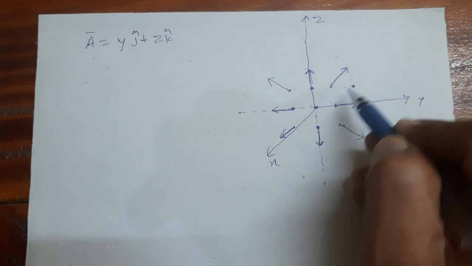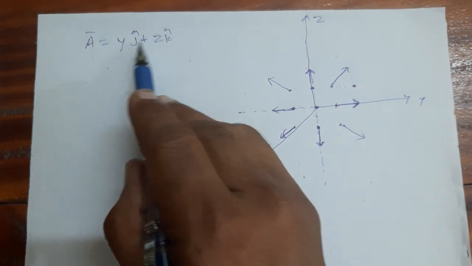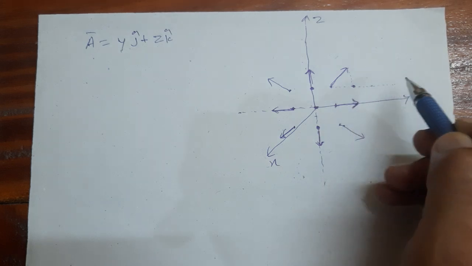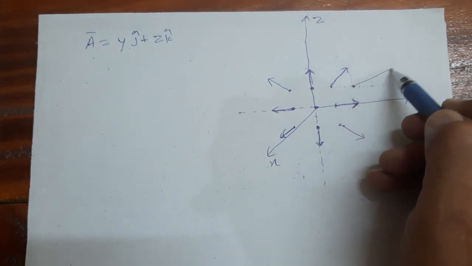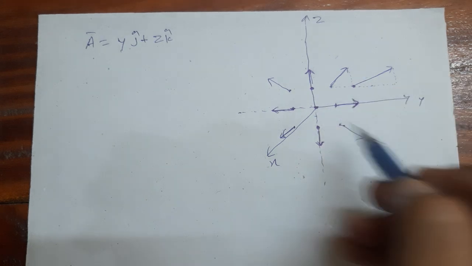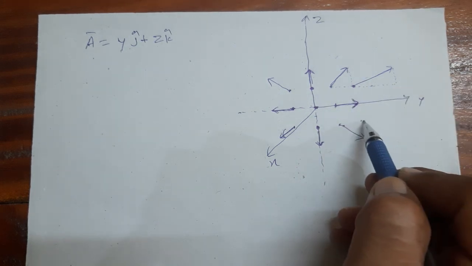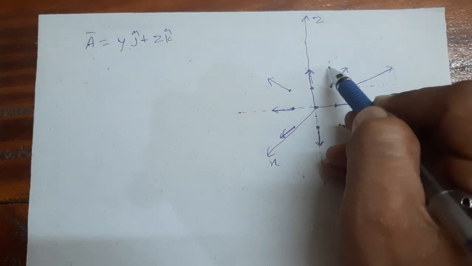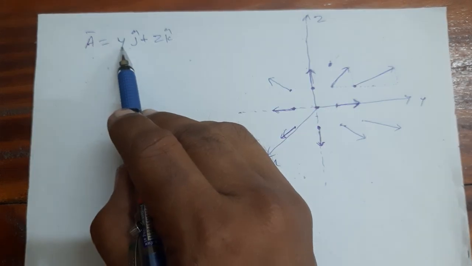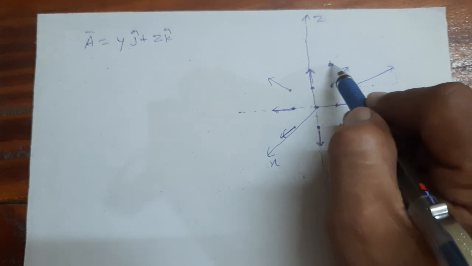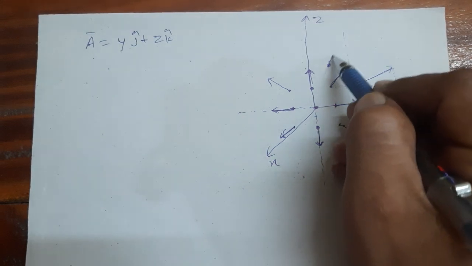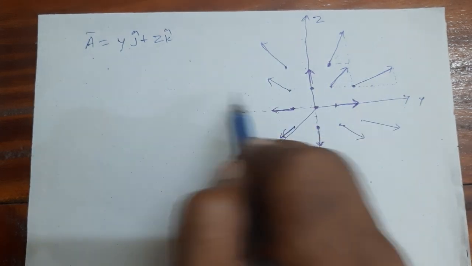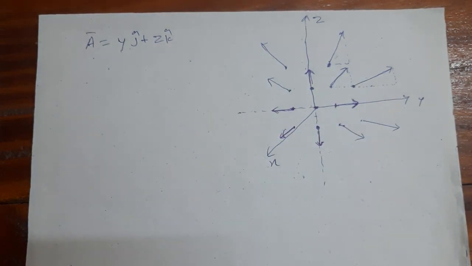Here you will observe that it is 2 j cap plus 1 k cap. Therefore, it is 2 j cap along this and 1 k cap. The vector will be something like this here. And same for so many points, you can plot the vector here. If the point is 0, 1, 2, that means z is equal to 2, then you will realize it is 1 j cap plus 2 k cap, and therefore the vector will be like this, and so on. Everywhere you can plot the vector function.